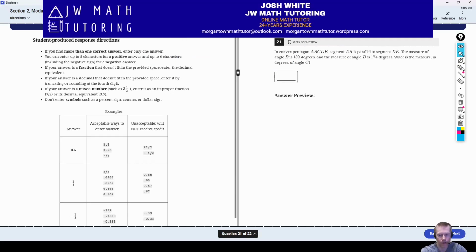All right, next up, we have kind of a tricky question here with a pentagon. Basically what's happening is you have two sides that are parallel. Say here AB, and you have to draw it like this, where this is D and this is E. Then we have angle C here, and this connecting these. We know this is 174. We know this is 139. That's all they give us. What's the measure of angle C?